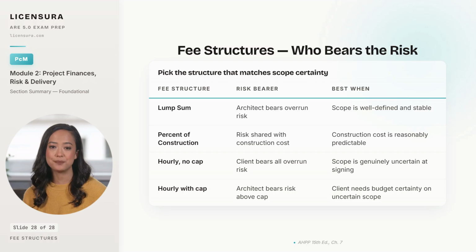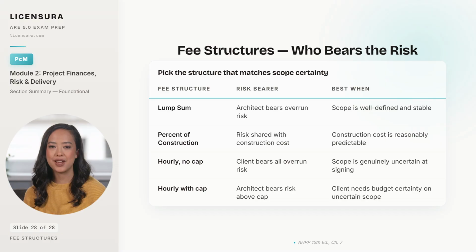Hourly with no cap puts all the risk on the client. It is the right structure when the scope is genuinely uncertain at signing, like a feasibility study or a programming-only engagement. And hourly with a cap is the compromise. The client gets budget certainty, and the architect takes the overrun risk above the cap.